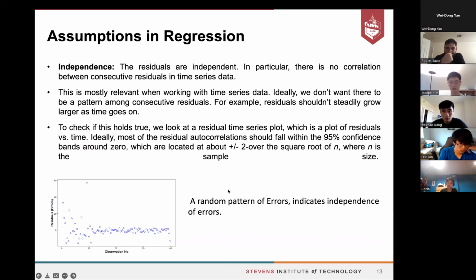Rohit, can you explain what the residuals are? Yeah, residuals are basically the errors. I'll get to the errors in the coming slides. Okay.